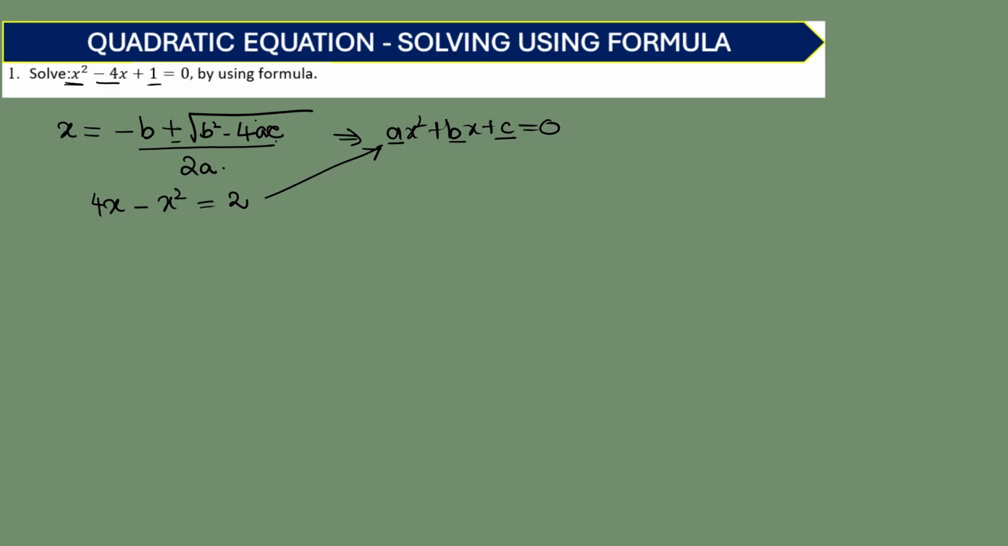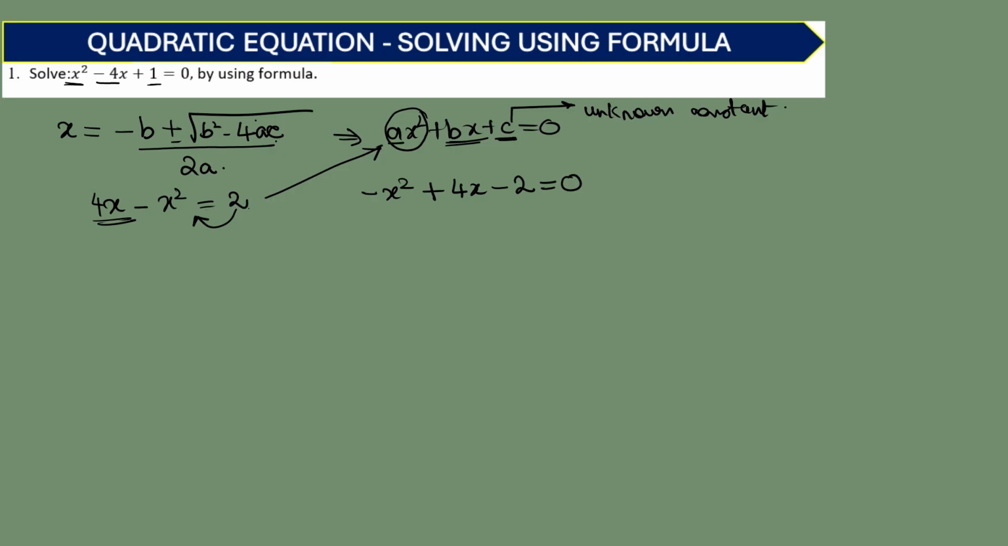So what is the standard form? First we write the term which has x square. So minus x square. Then we write the term which has x. This is positive, so plus 4x. And then we have to write the constant term, or you can call this unknown constant. This is a constant value, this is not a variable value. Is equal to 2. So we bring 2 to the other side of the equal to sign. Minus 2 is equal to 0.